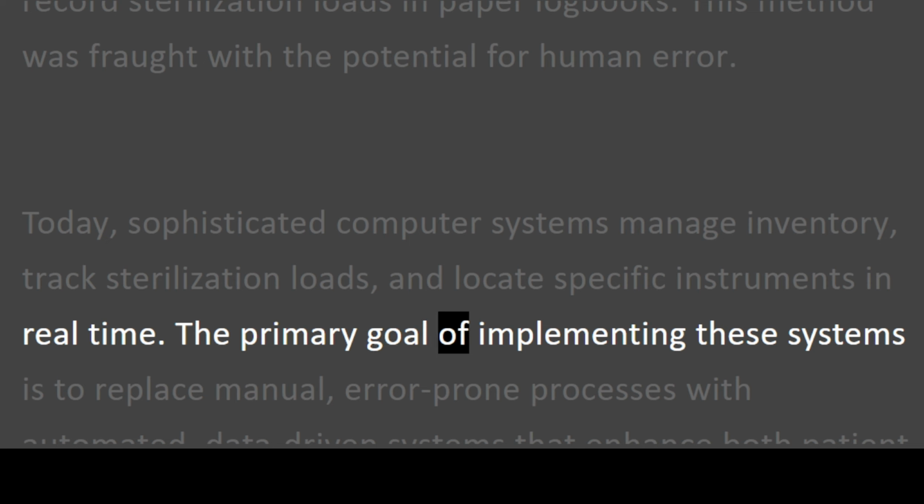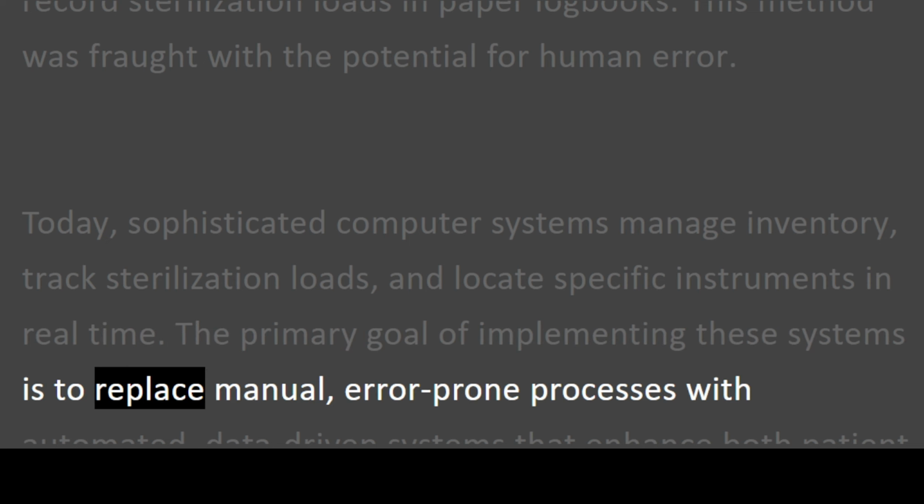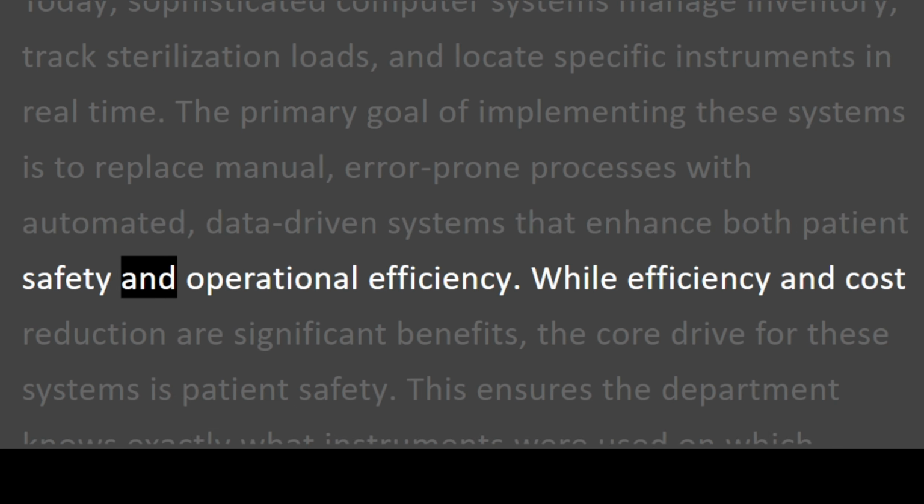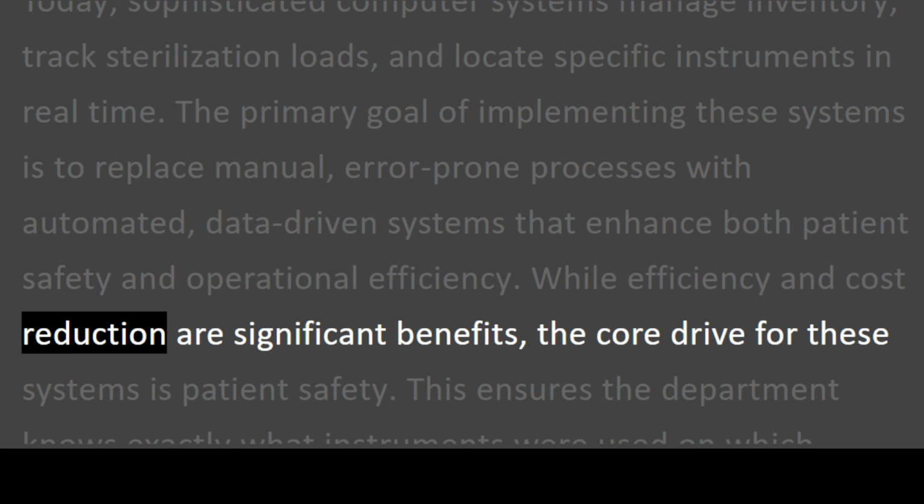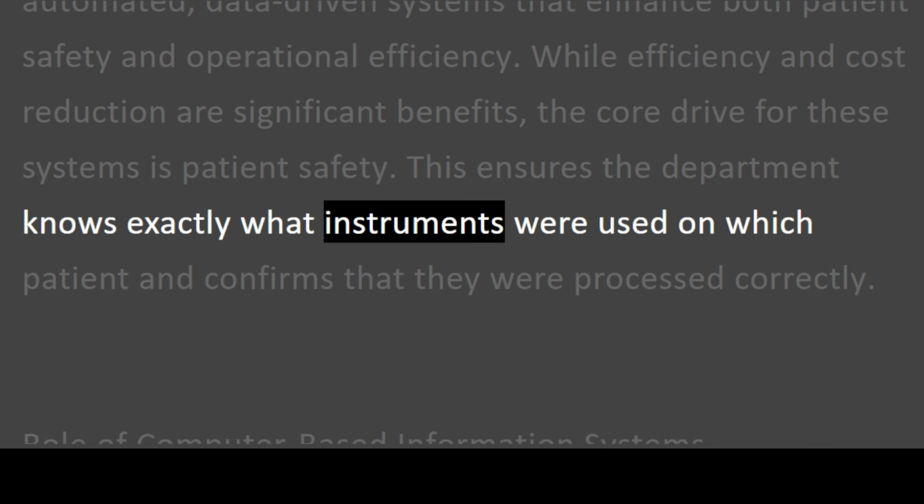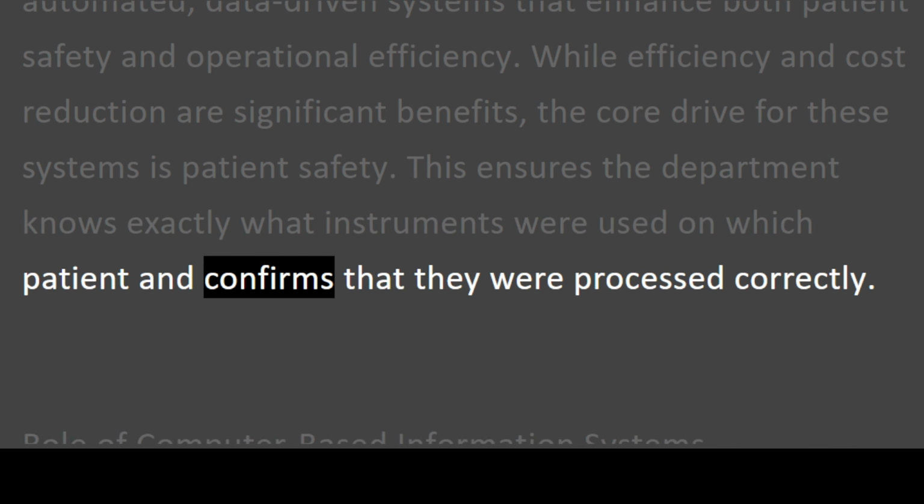The primary goal of implementing these systems is to replace manual, error-prone processes with automated, data-driven systems that enhance both patient safety and operational efficiency. While efficiency and cost reduction are significant benefits, the core drive for these systems is patient safety. This ensures the department knows exactly what instruments were used on which patient and confirms that they were processed correctly.